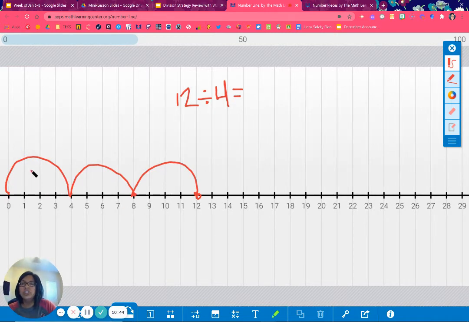Once you reach the 0, what you do is you count your jumps. We'll have 1, 2, 3 jumps. So my answer is 3. I got 3. The quotient should be 3. So if you got 3, you are correct.